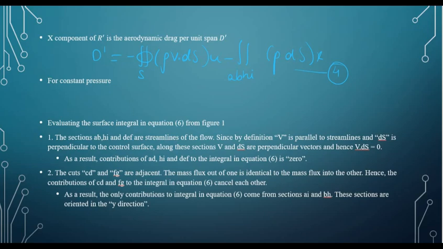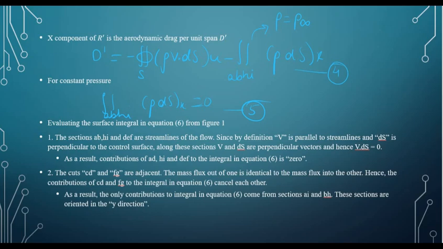Now, we need to recall that along the boundaries A, B, H, I, we said that P is equal to P infinity, which means constant pressure. So what happens to this integral, the integral over ABHI of P dS in the x direction? It becomes 0. This integral becomes 0 in the case of constant pressure.